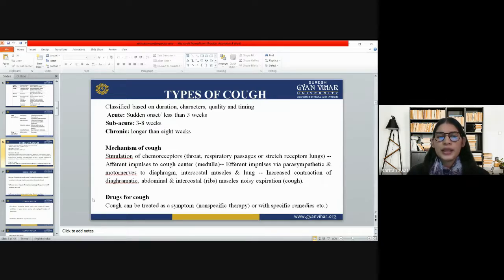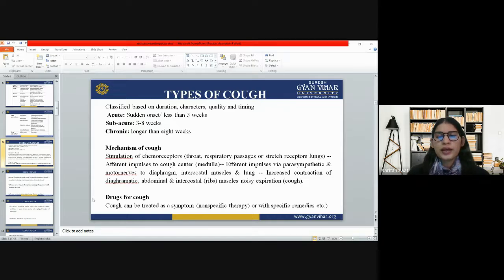Then, what is the mechanism behind coughing? When we see the mechanism, stimulation of chemoreceptors that are present in the throat and respiratory passage, or stretch receptors in the lungs, sends afferent impulses to the cough center that is located in the medulla. Then efferent impulses via the parasympathetic and motor nerves go to the diaphragm, intercostal muscles and lungs, causing increased contraction of the diaphragmatic, abdominal and intercostal muscles, that is your rib muscles, producing a noisy explosion.